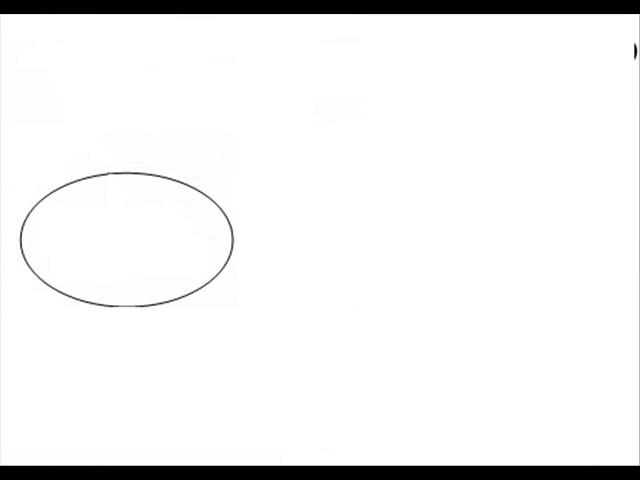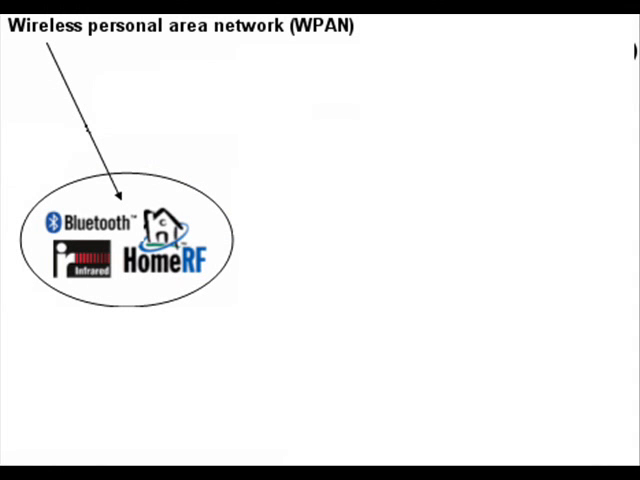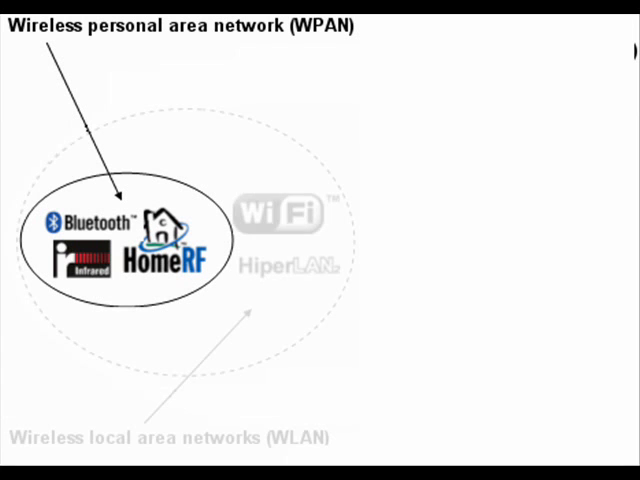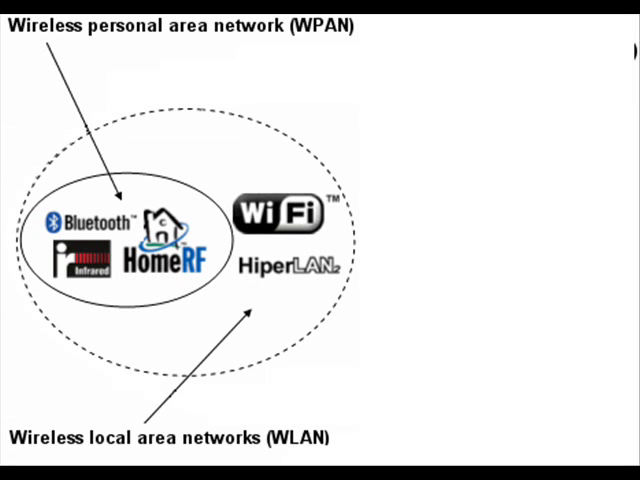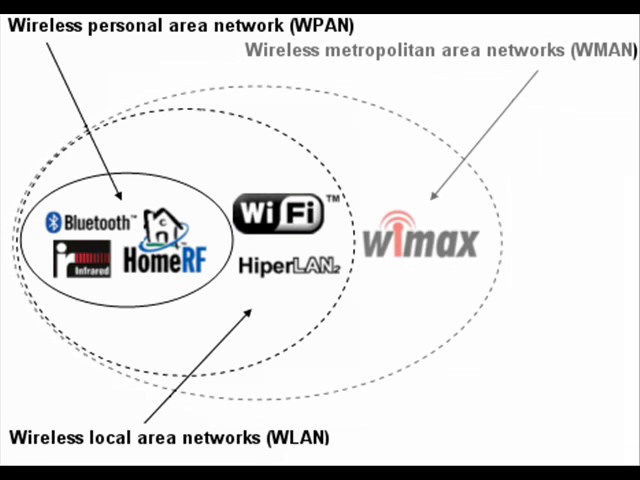Firstly, we would like to talk about Wireless Personal Area Network, WPAN. This type of wireless is usually implemented in very small personal device networks, such as infrared or Bluetooth. Let's move to Wireless Local Area Networks, WLAN, which cover a larger area, for instance, home networks or small business networks, using Wi-Fi 802.11 or HiperLAN.